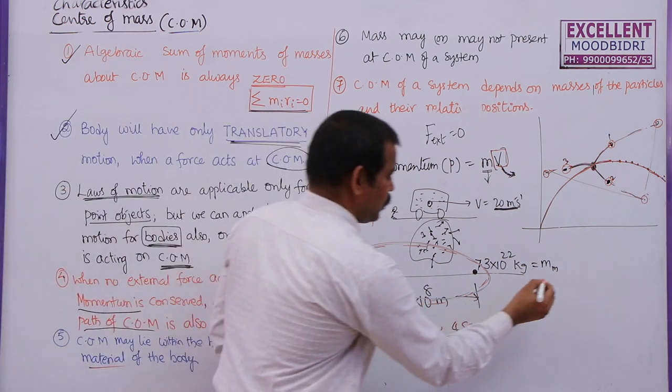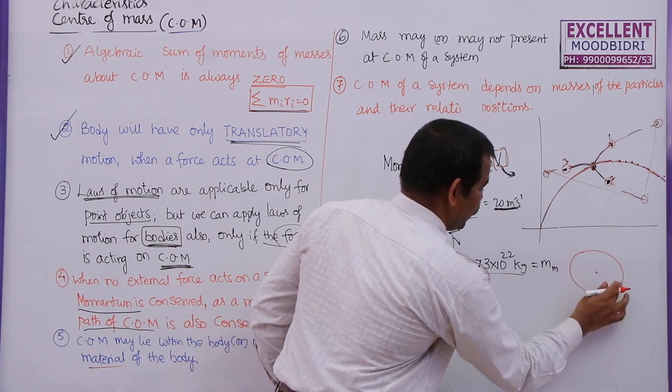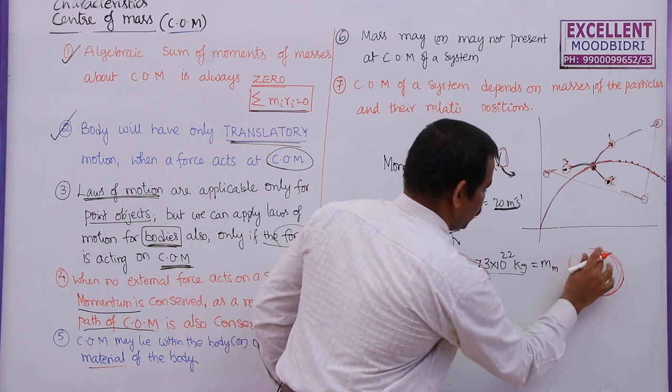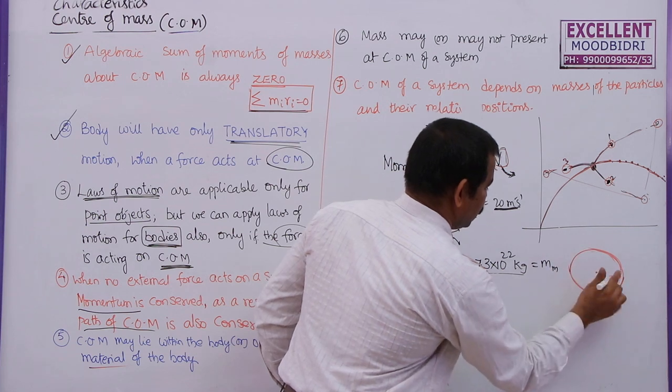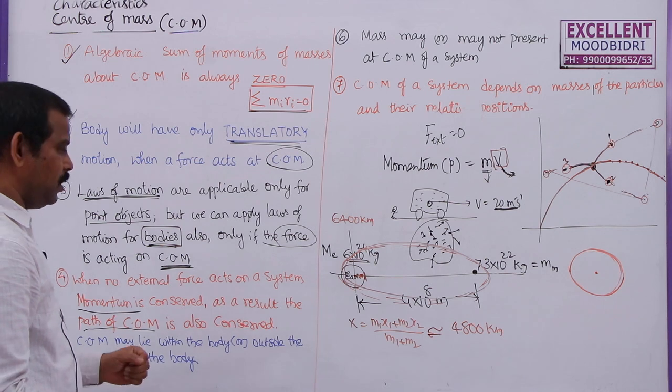Now if you take one bangle, for a bangle, center of mass will lie at the center of the bangle. So this is not within the material of the body. So it may lie within the body, or sometimes it may be outside.